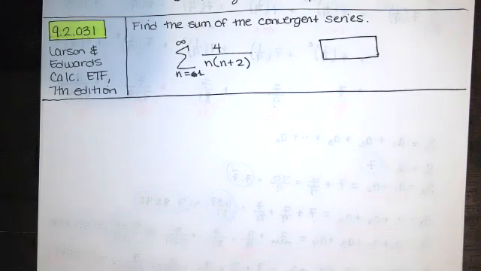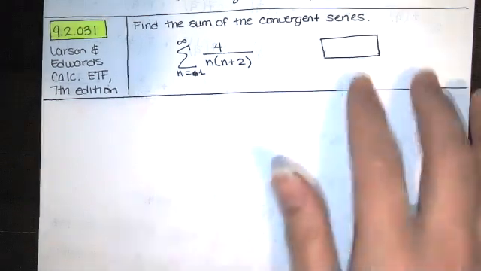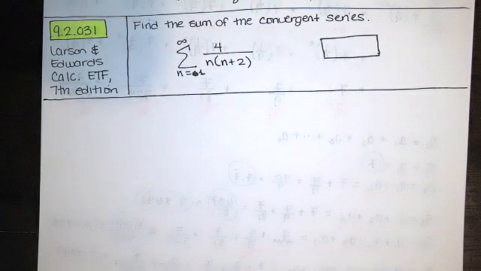In this video, we solve problem 9.2.031 from the Larson and Edwards Calculus Early Transcendental Functions text, 7th edition. We're asked to find the sum of the convergent series. We have this, and they give us a little box, and we're supposed to enter our answer there.